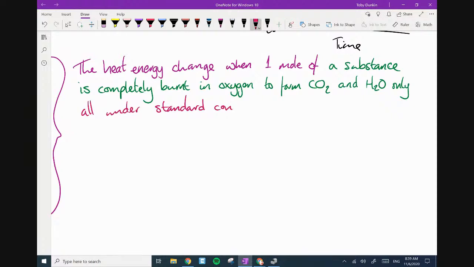Has my pen changed color? Yes, it has. All under standard conditions and standard states.